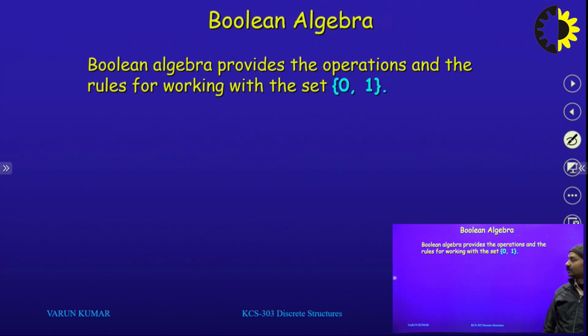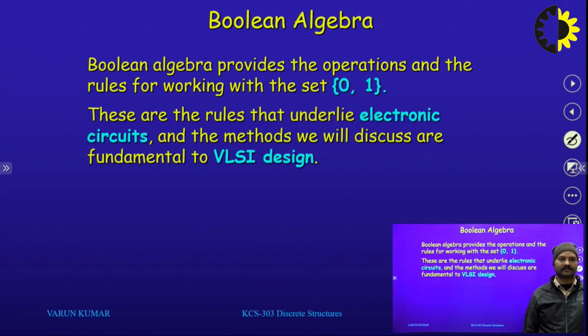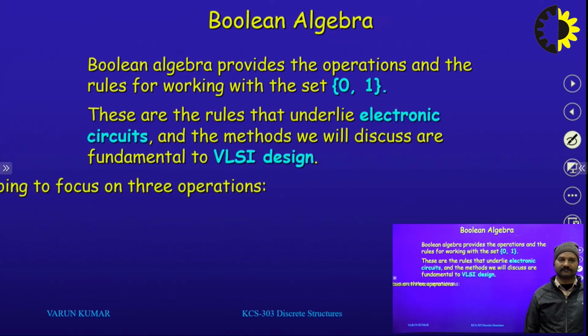So, first we discuss that Boolean algebra provides the operations and the rules for working with the set 0 and 1. We are taking variables which possess only two values, that is 0 and 1. It means that particular variable is in two states, either 0 or 1. So, this is used for electronic circuit and VLSI design.